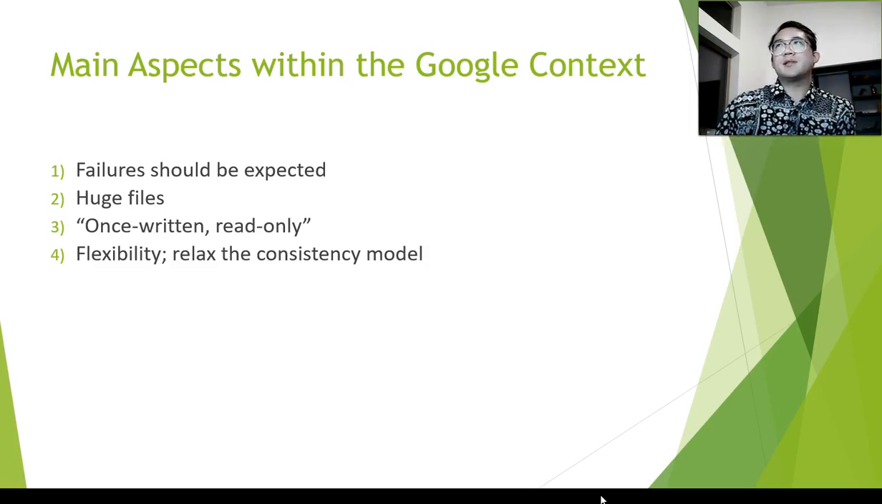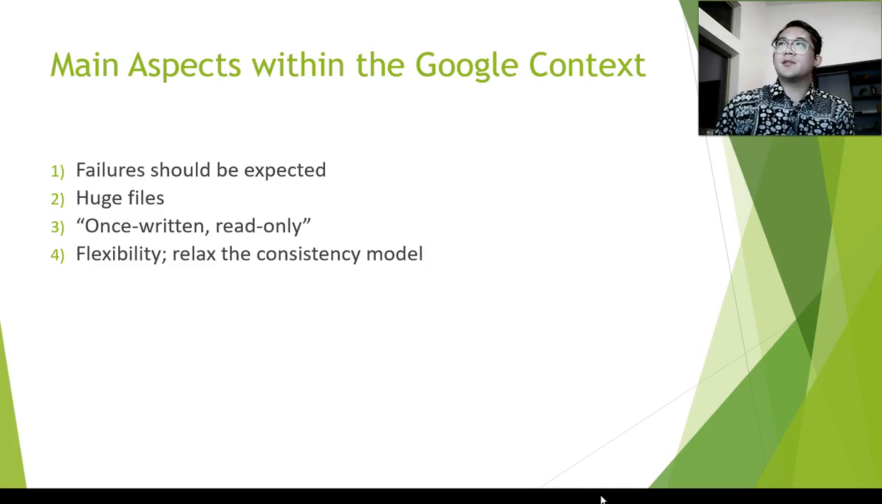They could be gigabytes in size. And because the files are so large, in very few cases will a client be overwriting, but rather just appending. So this is the concept of once written, read only. There's a lot of one-time scanning for a huge block of data, so caching loses its appeal. And finally, flexibility. You want to relax the consistency model to avoid burdening applications.